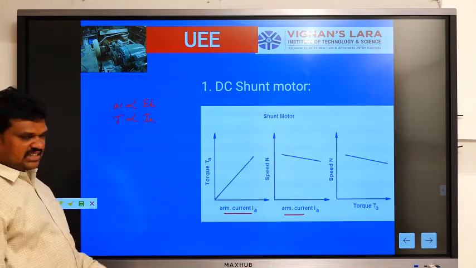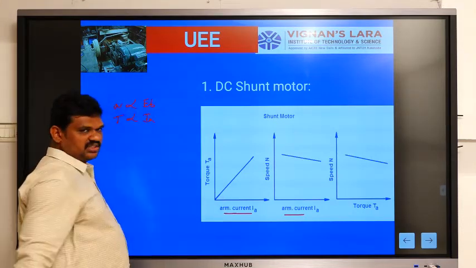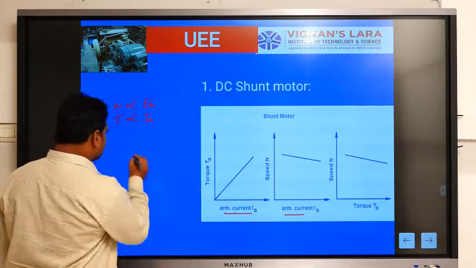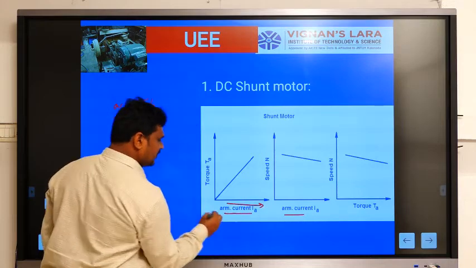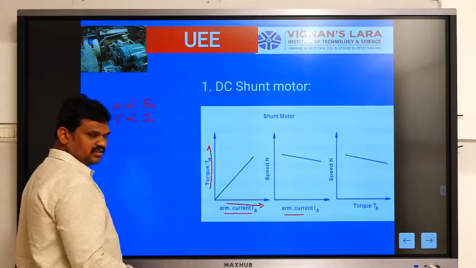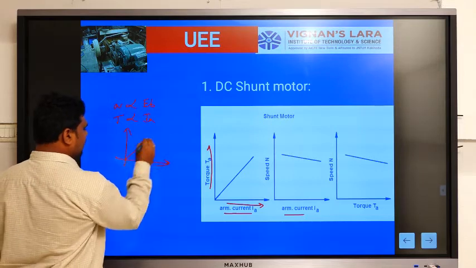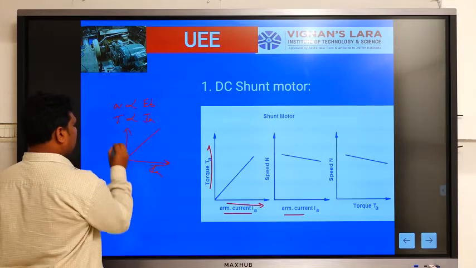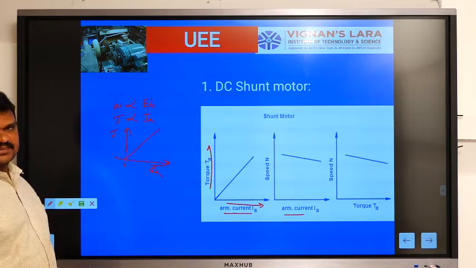My first characteristic is I want to draw the armature current versus the torque. If the armature current increases, proportional means the torque will increase. Now we get a linear characteristic. So it is simply linear, IA and the torque. The proportional characteristics.